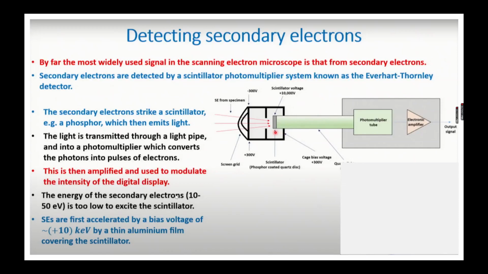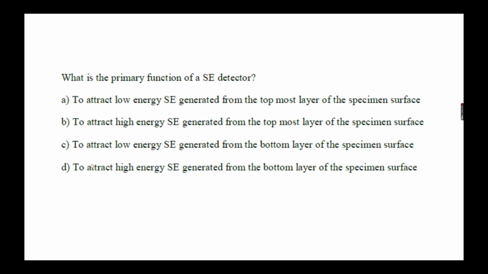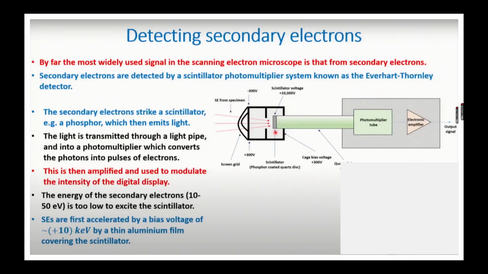So here it is saying about the energy. So it is clear that out of these answers, the SE detector, because SE is having a low energy, obviously it will detect the secondary electron which has the low energy. But it is also asking about from the top or the bottom. If you have remembered one of my slides where I explained the interaction volume, the depth from which the secondary electron is generated is not so deep, but almost near the surface, okay. So to attract the low energy SE generated from the topmost layer of the SEM.